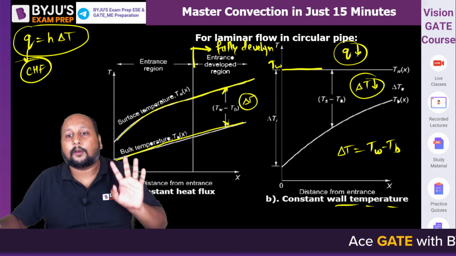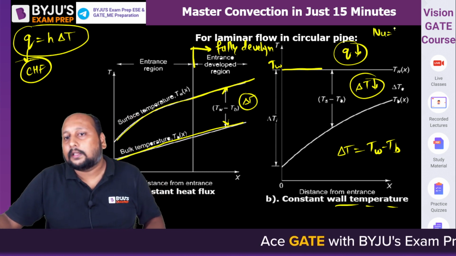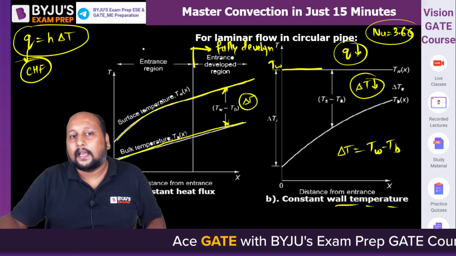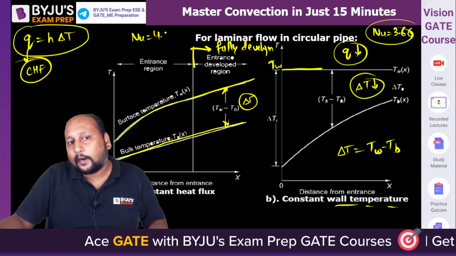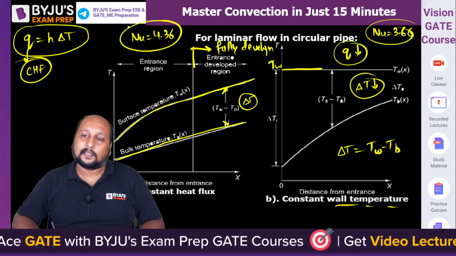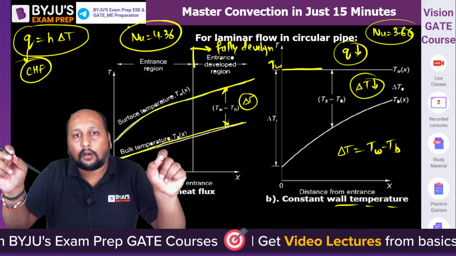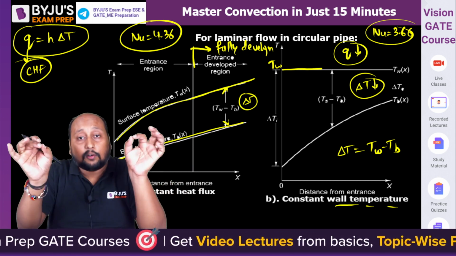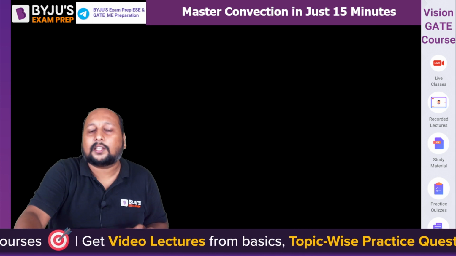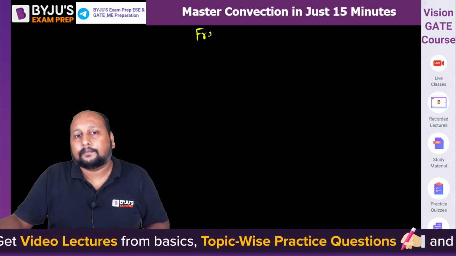h is not going to change because the Nusselt number is equal to 3.66 for constant wall temperature, and the Nusselt number is equal to 4.36 for a constant heat flux condition. This is the entire discussion of forced convection, that too flow through pipe. Now let us talk about free convection.